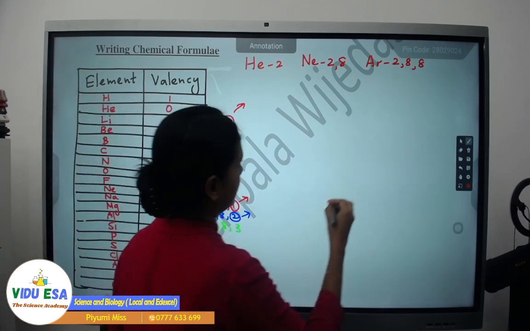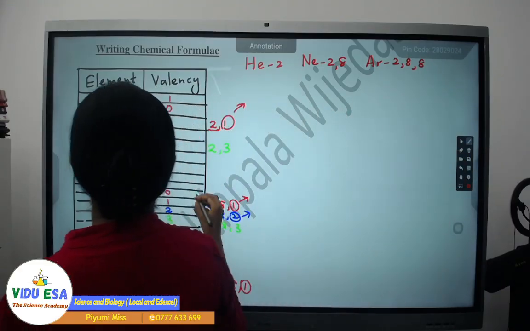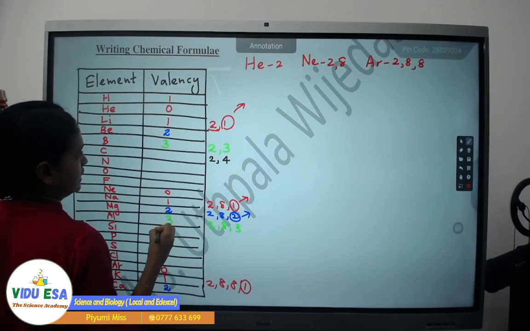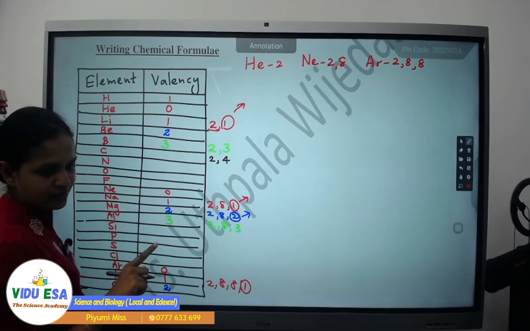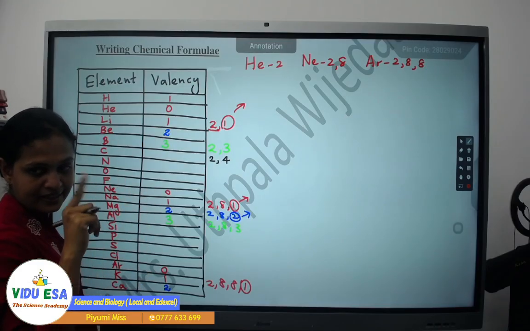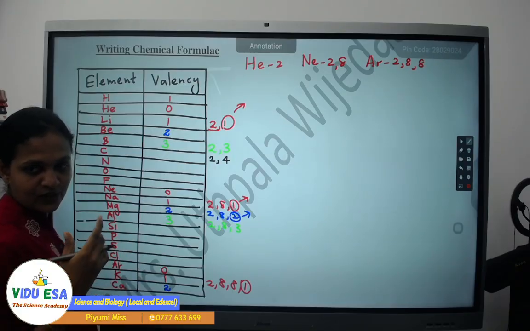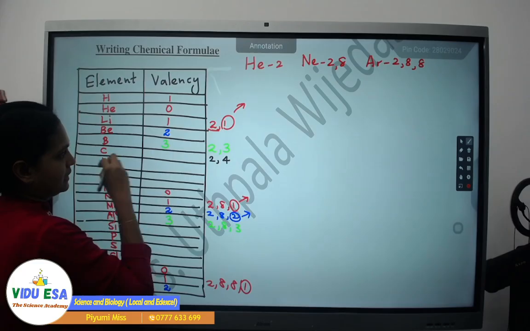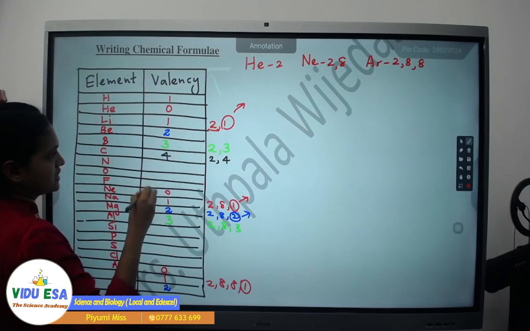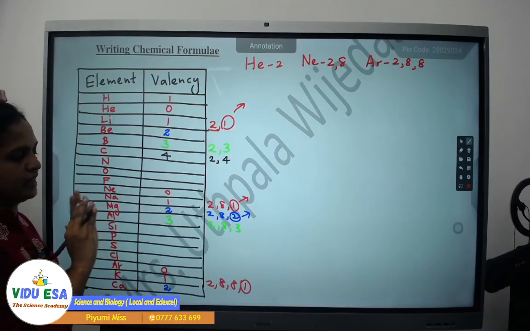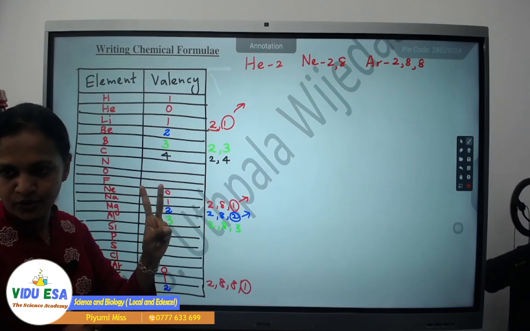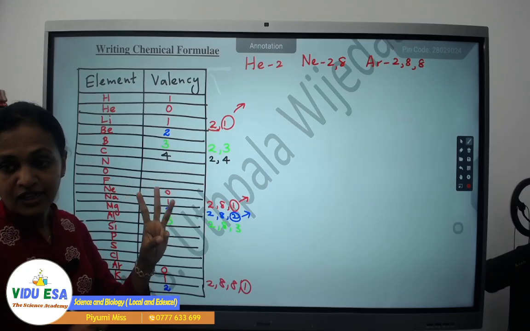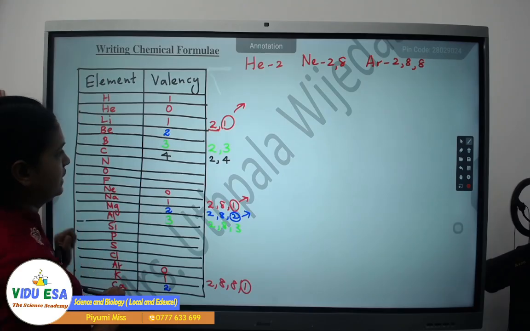Then if we consider carbon, group 4, its electronic configuration is 2,4. Therefore, most probably carbon shares those 4 electrons. Carbon asks for another 1 electron from each of 4 atoms, right? And shares electrons. Therefore, the valency of carbon becomes 4. So you can see there is a relationship with the group number as well, right? Group 1 valency 1, group 2 valency 2, group 3 valency 3, group 4 valency 4, right?